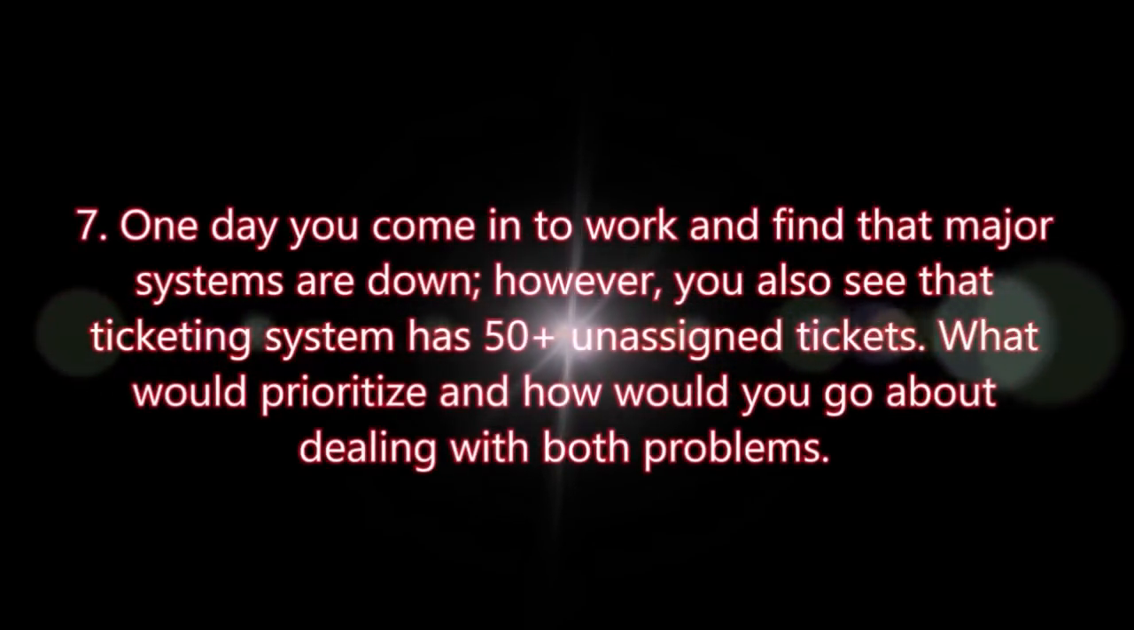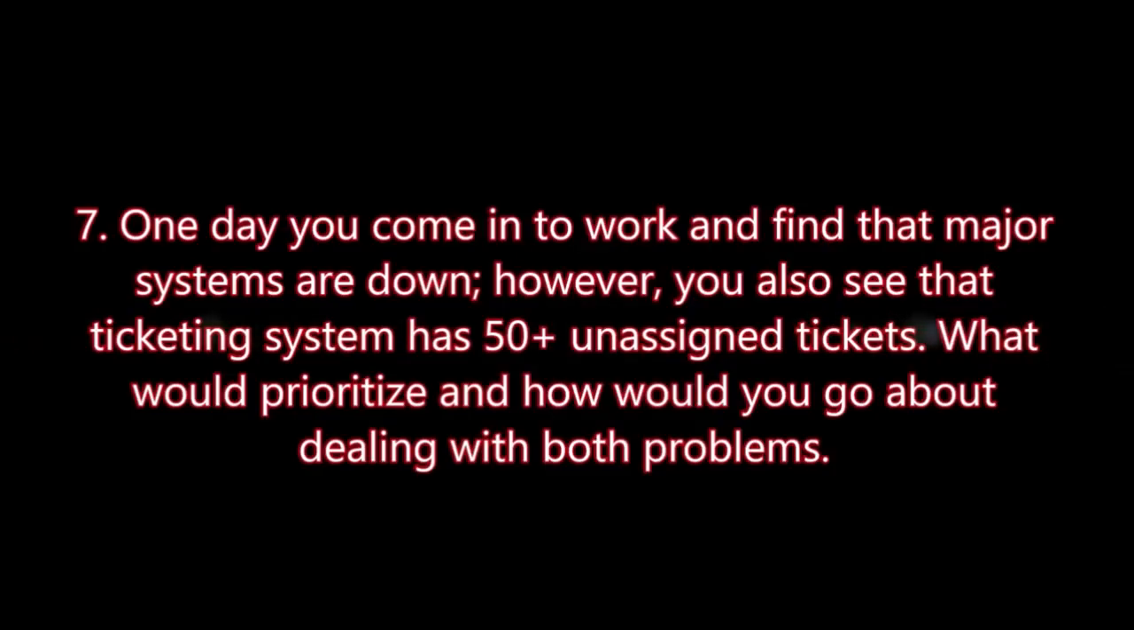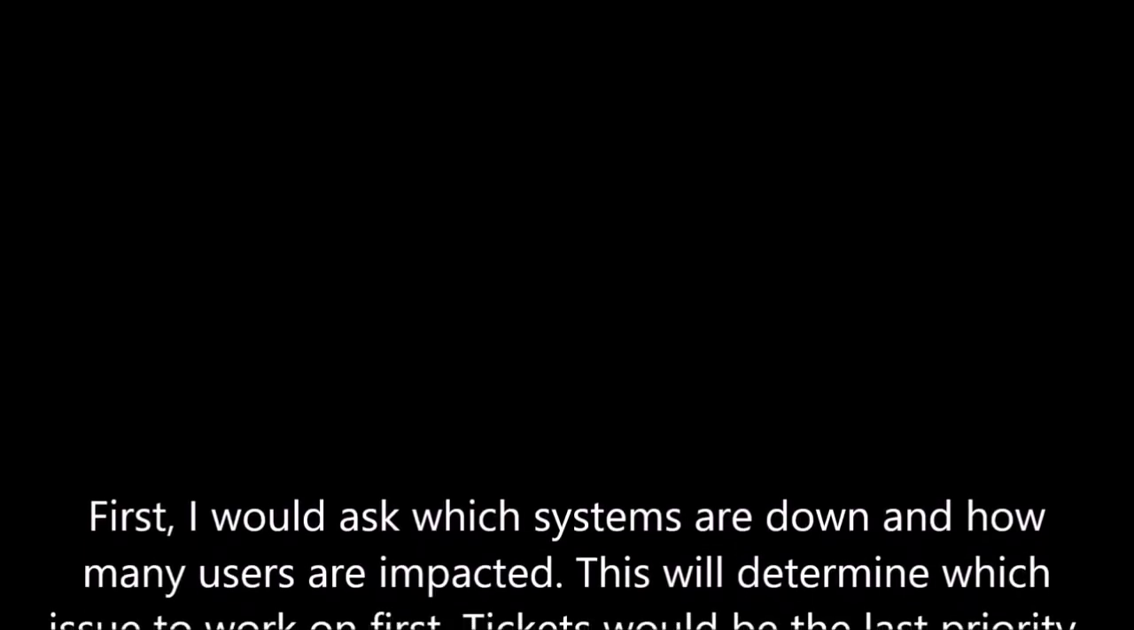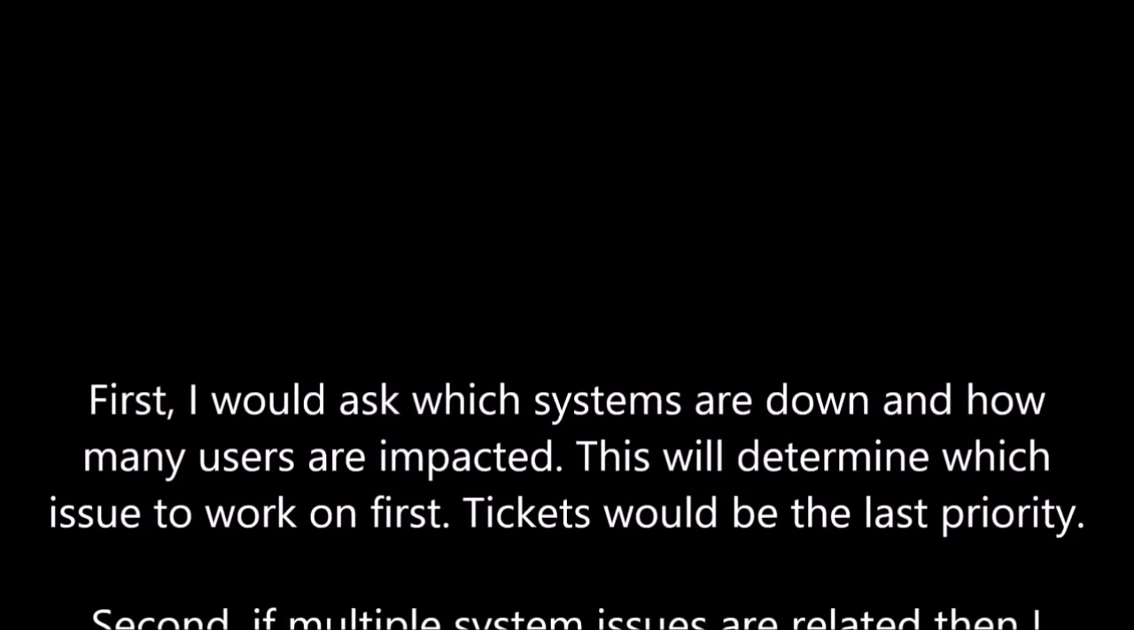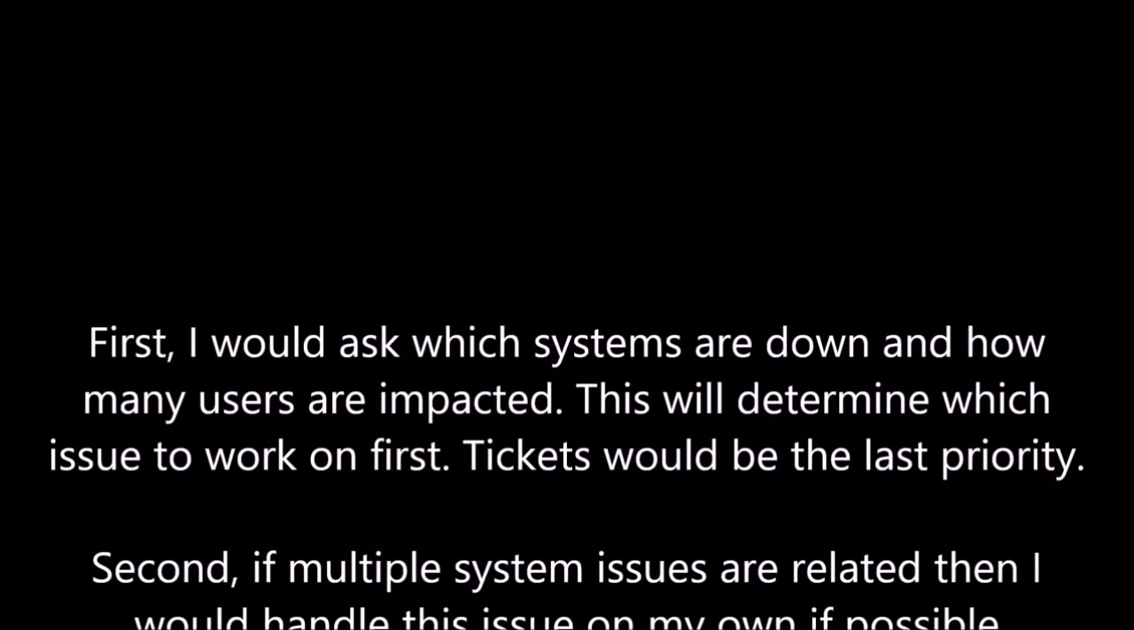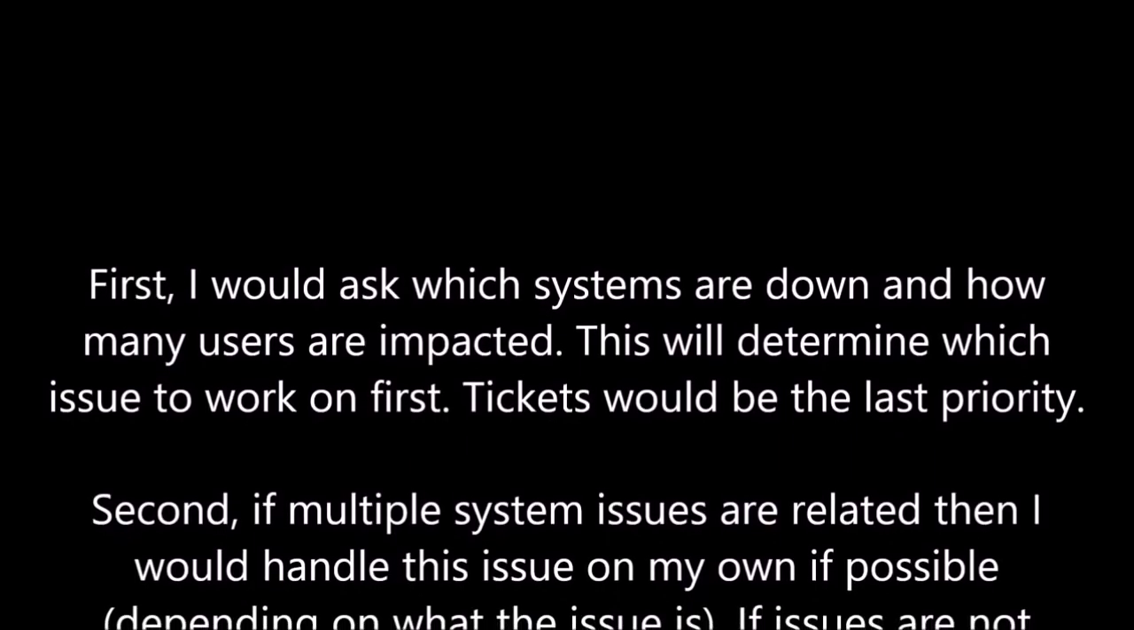Question number 7. One day you come into work and find that major systems are down. However, you also see that the ticketing system has 50 plus unassigned or unworked tickets. How would you prioritize and how would you go about dealing with both problems? First, I would ask which systems are down and how many users are impacted. This will determine which issue to work on first. Tickets would be the last priority.